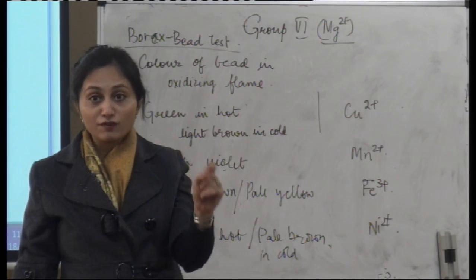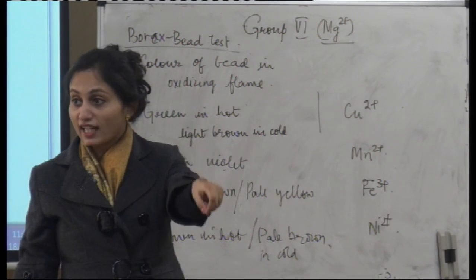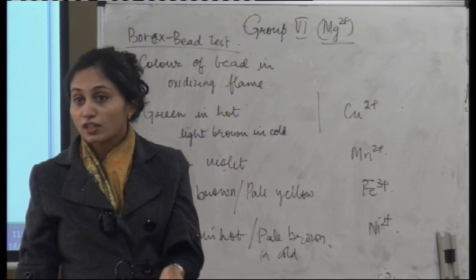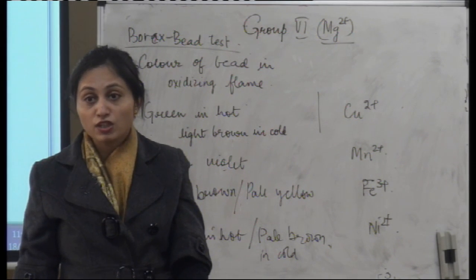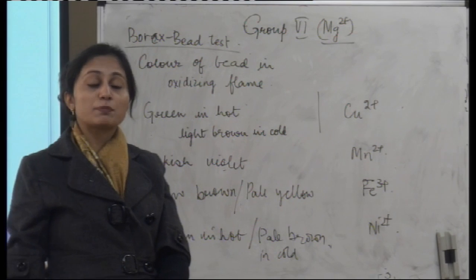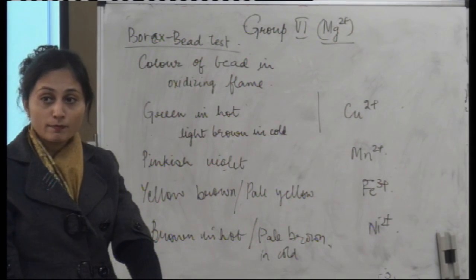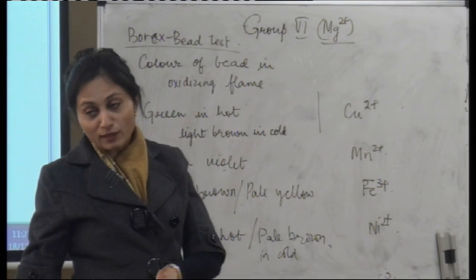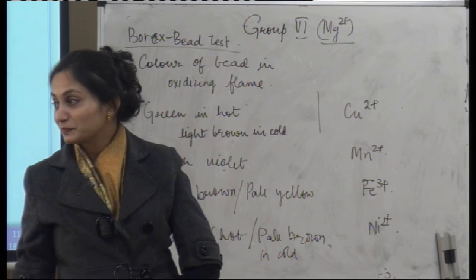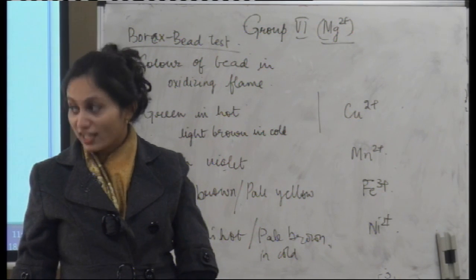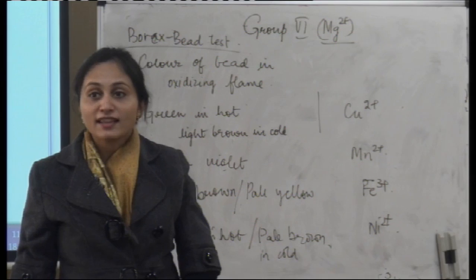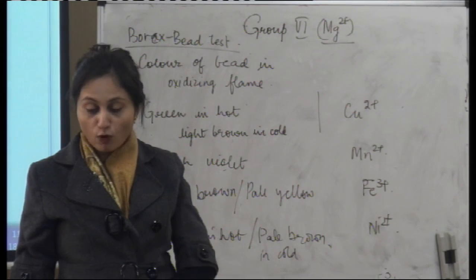A direct confirmatory test can be performed by adding NaOH and Nessler's reagent. What is the formula for Nessler's reagent? What is the color of the precipitate? Brown. What is the formula of the compound? Forgotten. NH2 double bond HgO dot HgI. That is your brown colored precipitate. Then we move on to group 1.